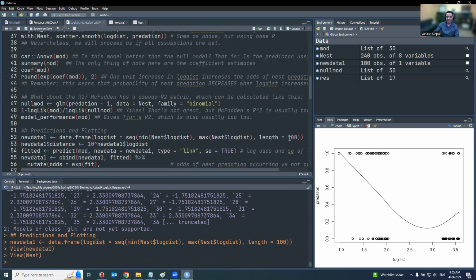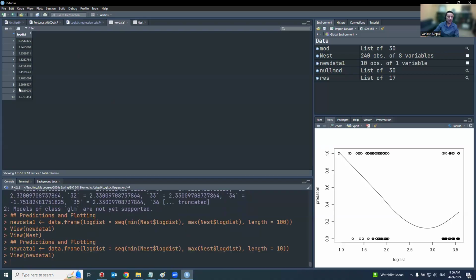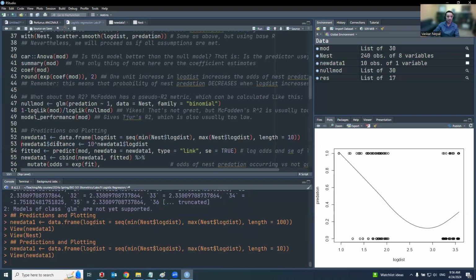Why 100? Yeah, we could do 50 if you want, or 500, whichever, it doesn't matter. But 100 is pretty good because that will give us lots of data points where we make predictions and it will give us a smooth line. Suppose we did 10. Let's just start with 10. Okay, 10 values. Now we will have 10 values here between 0.95 and 3.57.